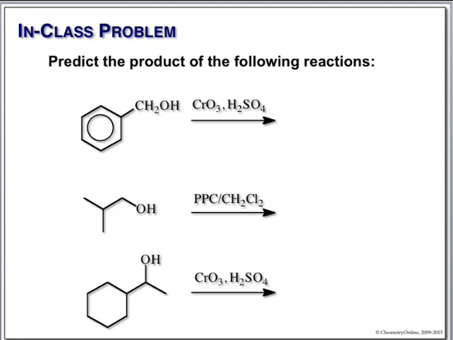This is Jones reagent, isn't it? We know that if we oxidize a primary alcohol, we would form an aldehyde. However, Jones reagent is so powerful it oxidizes the aldehyde immediately to the carboxylic acid.